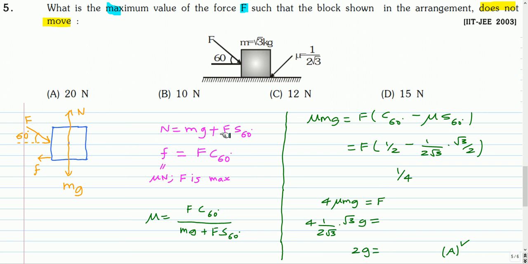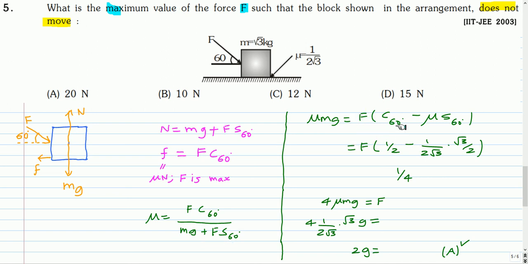Writing the equations, in the vertical direction we get N equal to mg plus F sin 60. F cos 60 is along the horizontal direction, F sin 60 is in the vertical direction. And writing the equation in the horizontal direction we get f equal to F cos 60. And this friction force will be the maximum friction force because we have to find out the maximum value of this applied force so that it doesn't move. So dividing these two we get mu as F cos 60 divided by mg plus F sin 60.